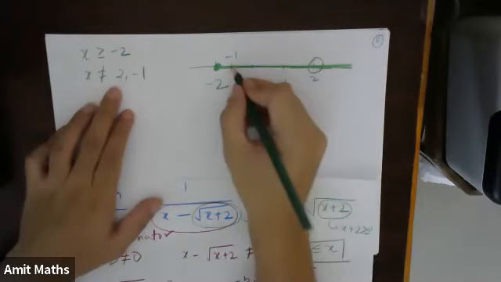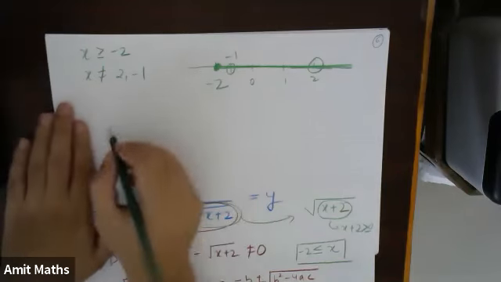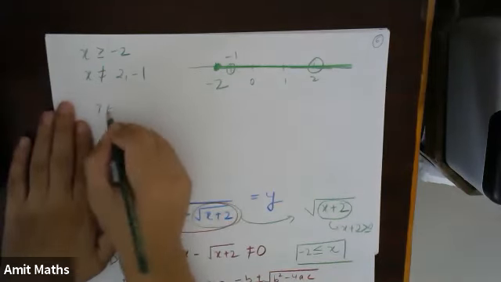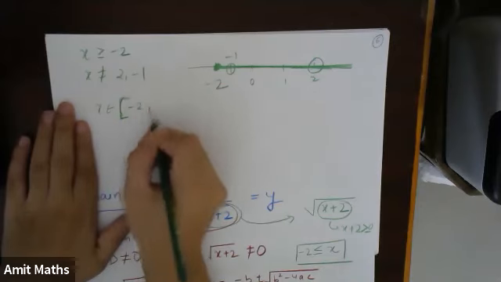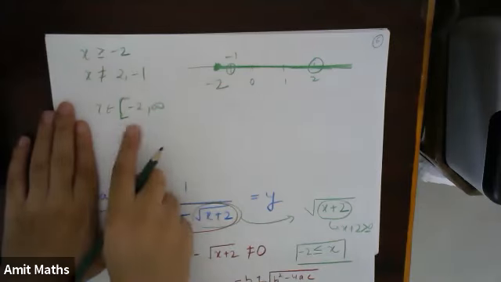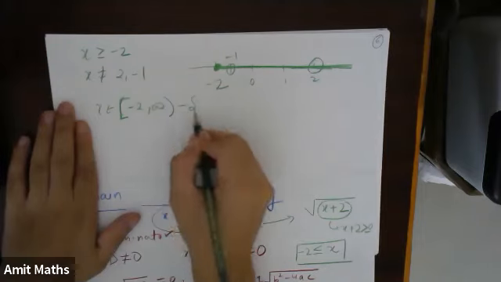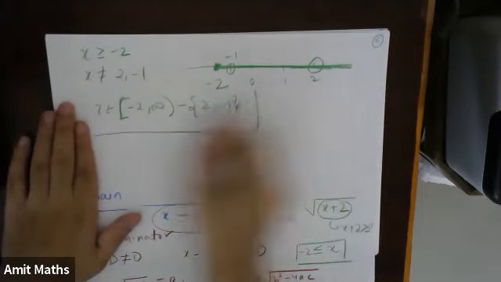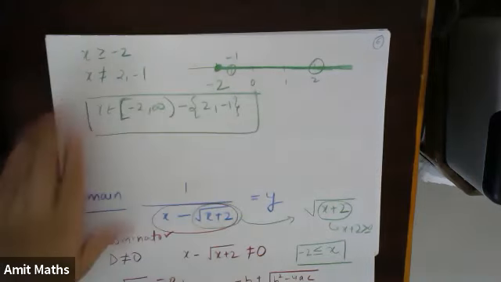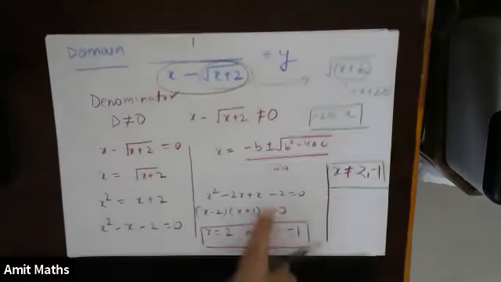2 and minus 1. So the solution will be that x belongs to closed bracket minus 2 to infinity, excluding minus 1 and 2. So this will be the domain. This will be the final answer. Understood? Just check what I have done.